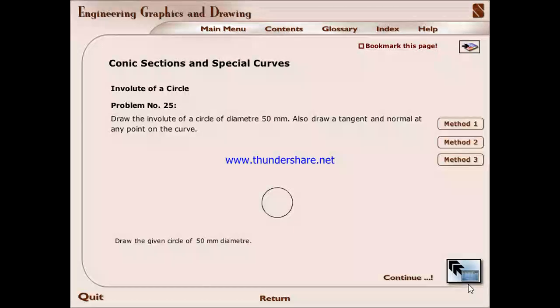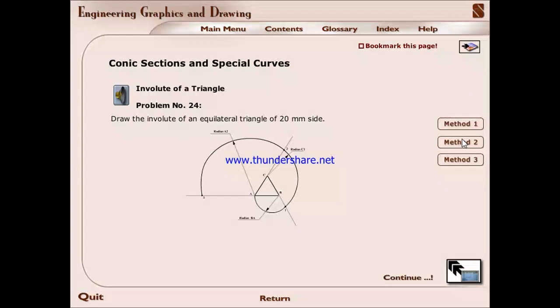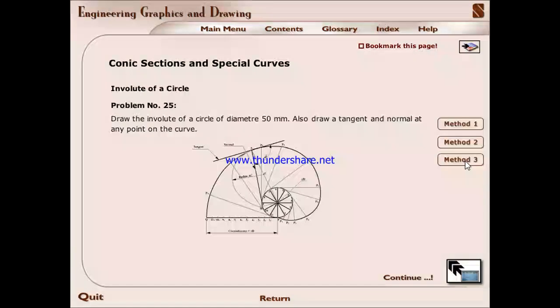This is the first method of the involute of a circle. Second method. These are all the methods of the involute of a circle.